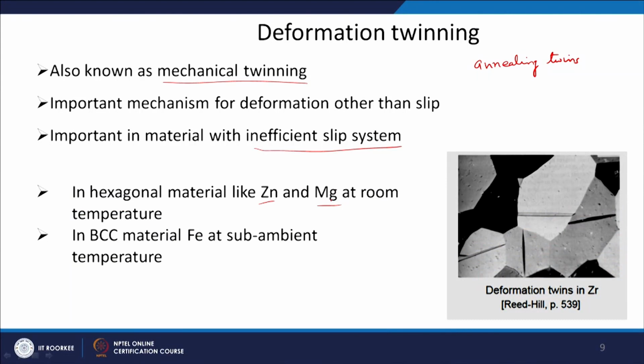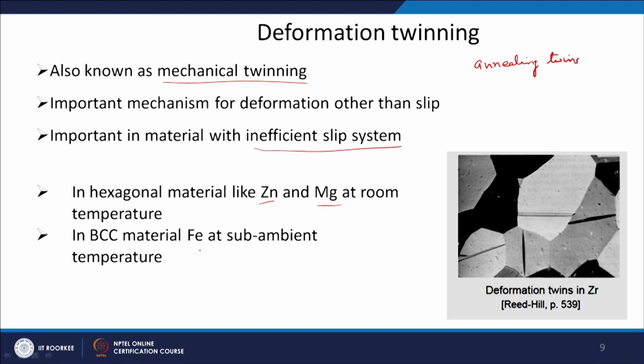So, this is a very important process. The twinning process is very important in this kind of system, where they do not have efficient slip systems. So, for example, in hexagonal materials like zinc and magnesium, at room temperature, if you do any deformation, you will always get some twinning.